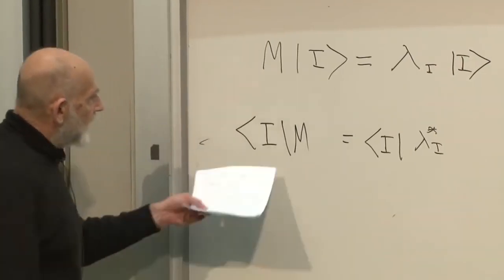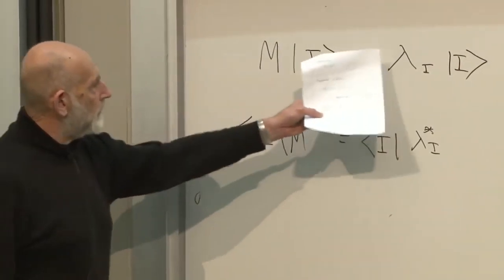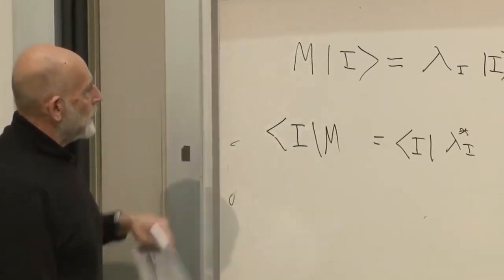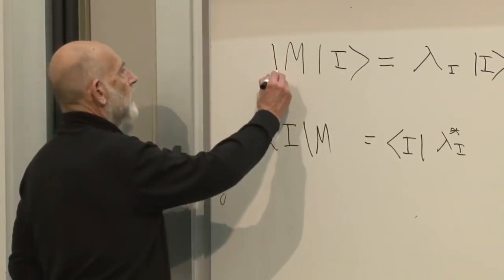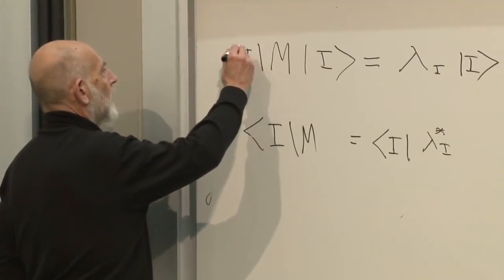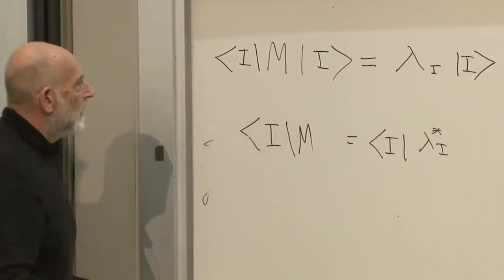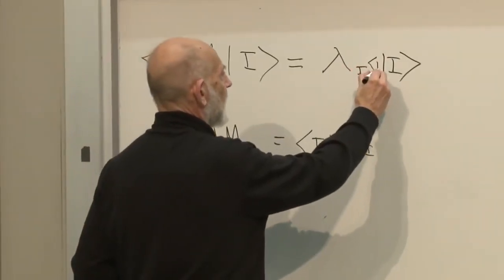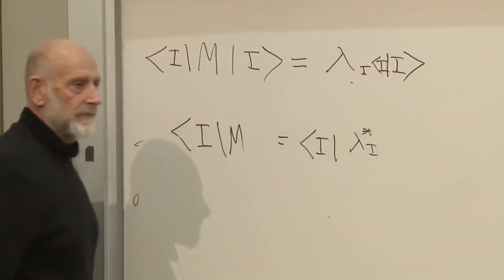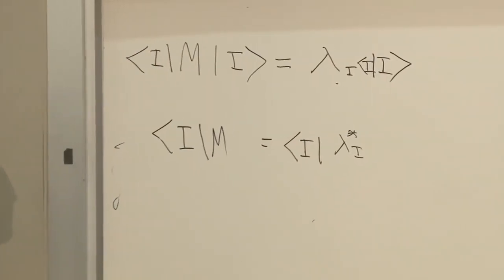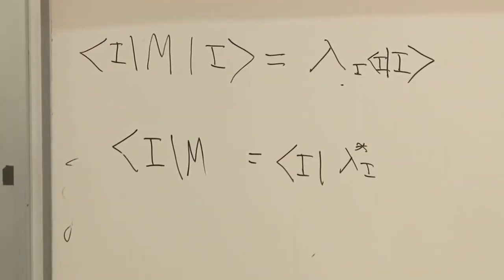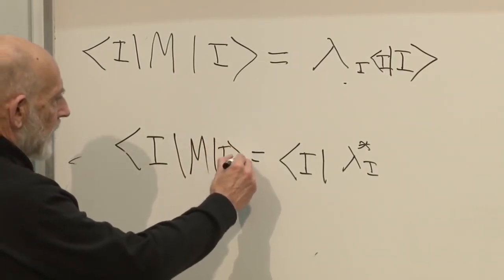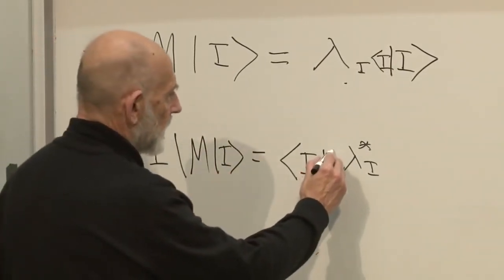Now let's take the inner product of both of these equations with I. In the upper equation, we're going to take the inner product on the left with I. And what does that give us? That gives us I times lambda I. Let's do the same thing over here, except now multiplying on the right.